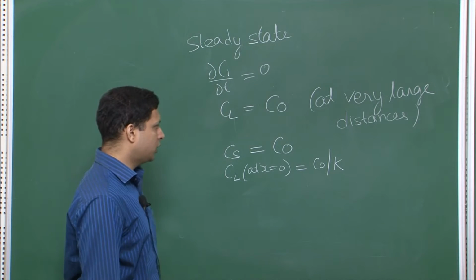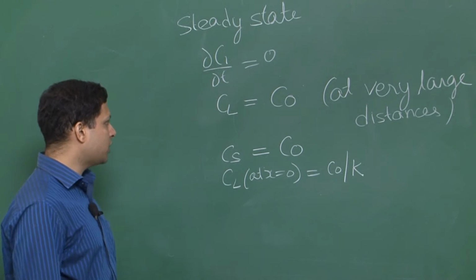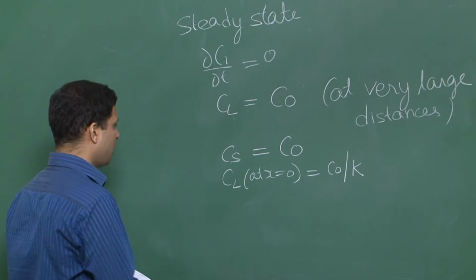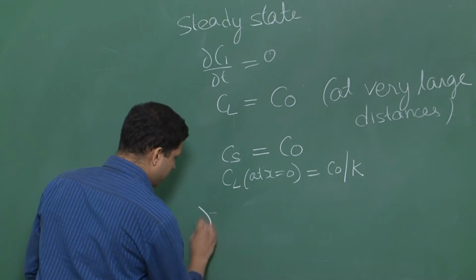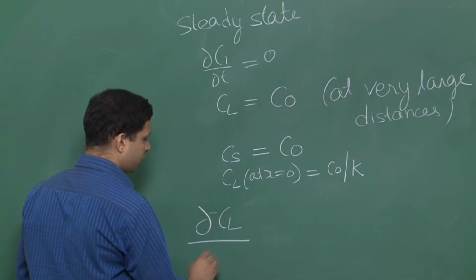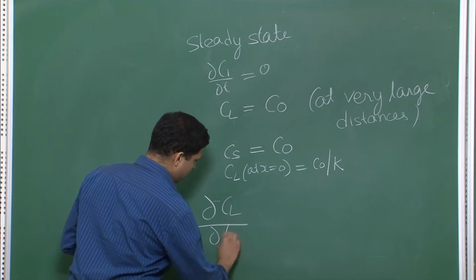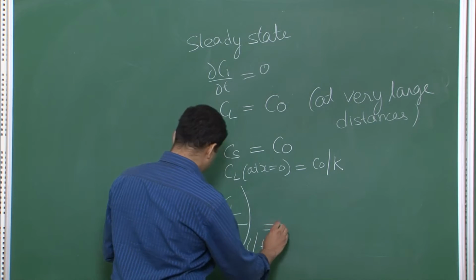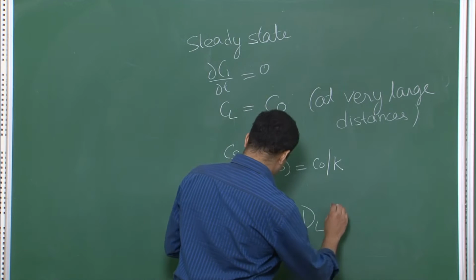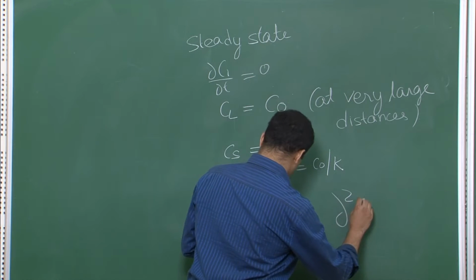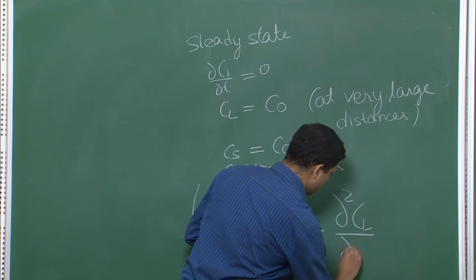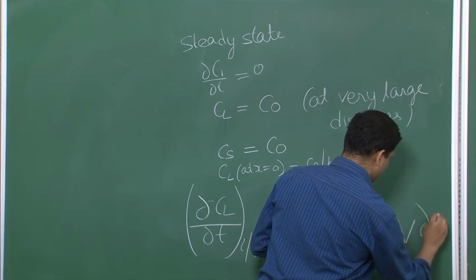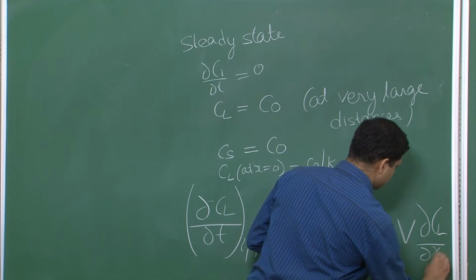So, we will continue with solving our equation for the steady state. You remember this is the equation that we came to, if we now write it in terms of liquid. So, this becomes del CL over del t, with respect to the interface reference frame, is equal to D_L, which is the diffusivity in the liquid, times del 2 CL by del x square, plus V del CL over del x.